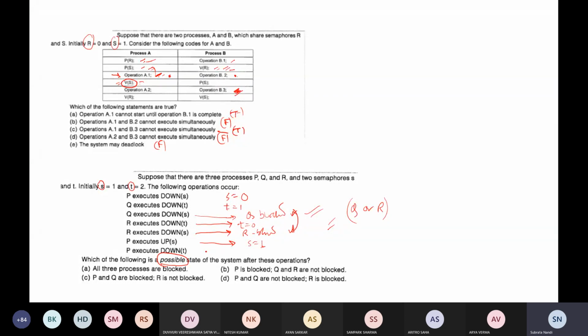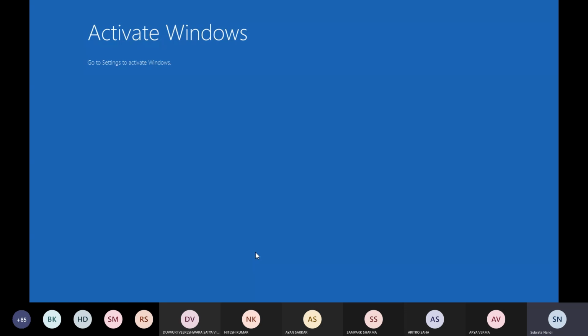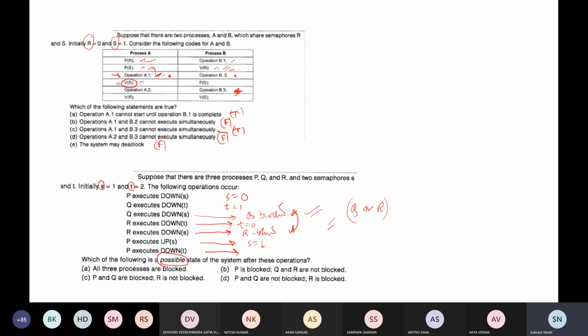Then P executes down T. So down T means T value is 0. So who gets blocked here? P gets blocked. So P gets definitely blocked, and P gets blocked in all three possibilities. So this D option is not going to be true.